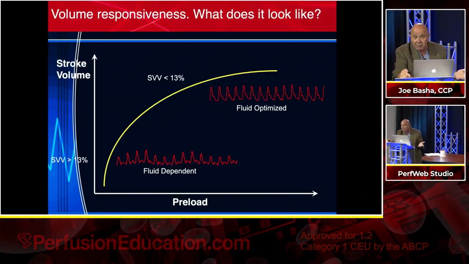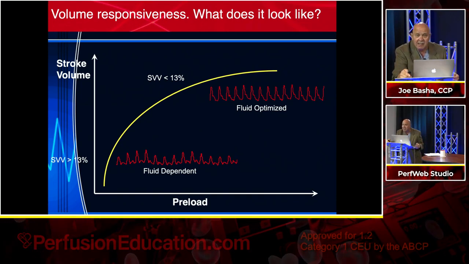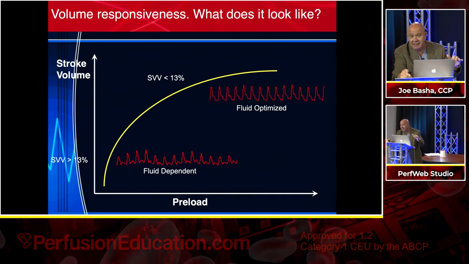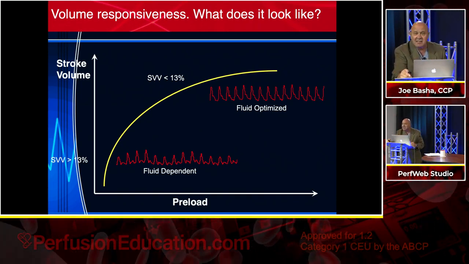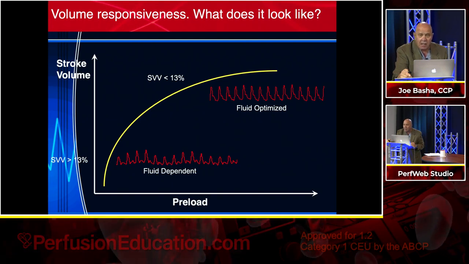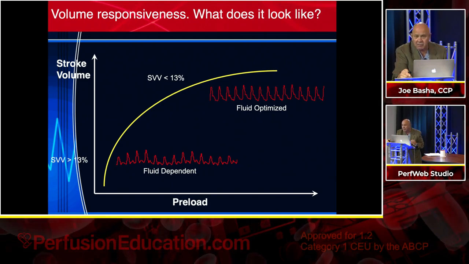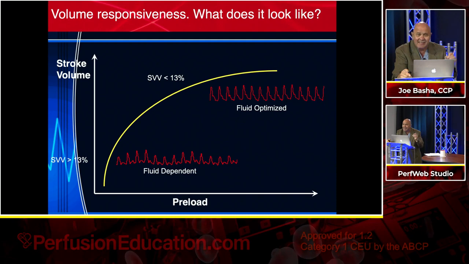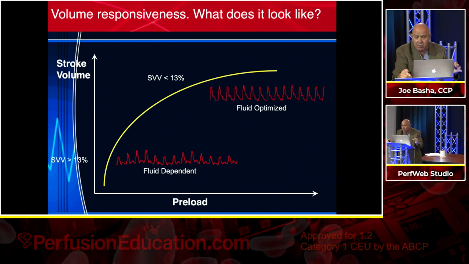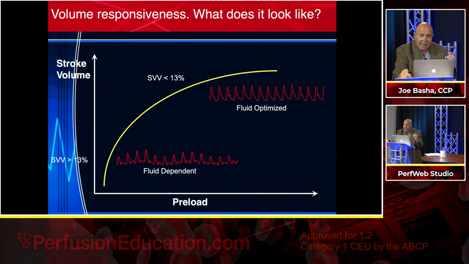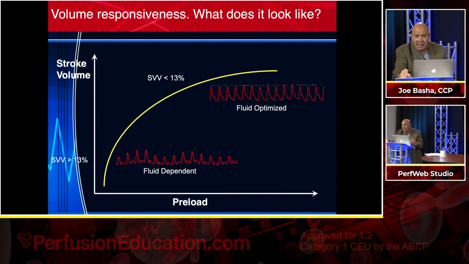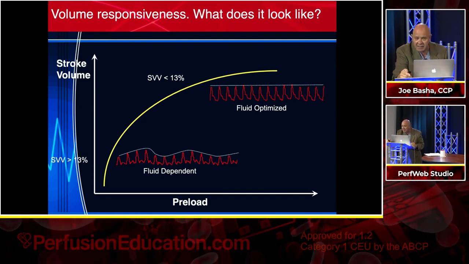But here is volume responsiveness. What does it look like? So you see on the top how nice and even those systolic peaks are. There's some, but very little variation. That's the top of your Starling curve. That's fluid optimization for preload. And you look down at the bottom, you can see that curve and how wavy it is.